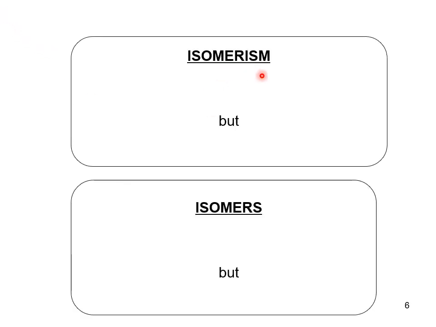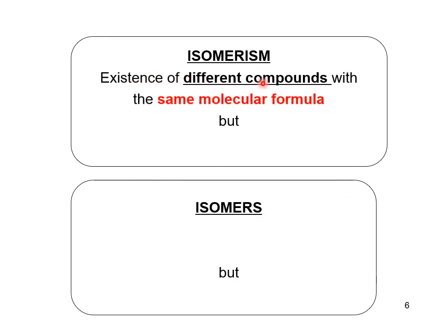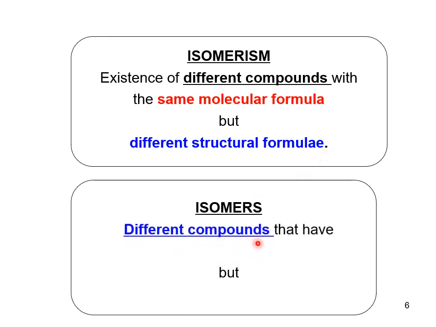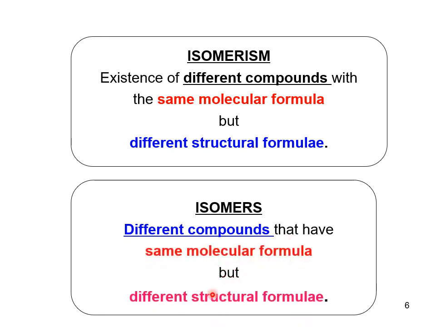What is isomerism? It is the existence of different compounds with the same molecular formula, but different structural formula. For example, the molecular formula C4H9Cl is the same, but the chlorine position might be at C1 or at C2. Isomers are different compounds that have the same molecular formula, but different structural formula.